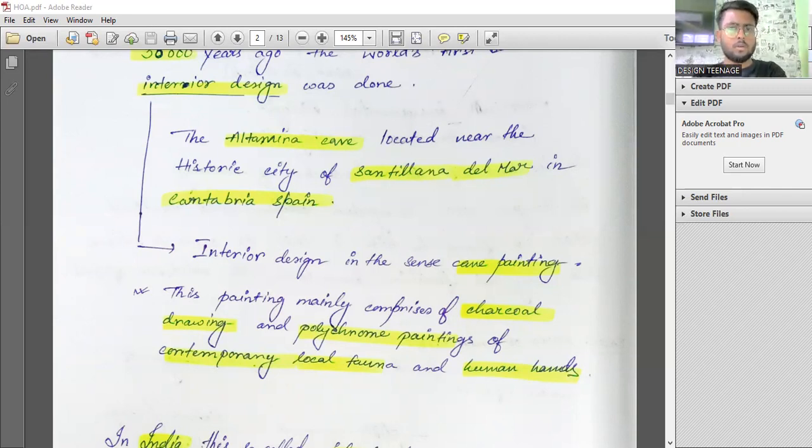So you will see. Okay. See, we will see right now some of the cave paintings. Okay.